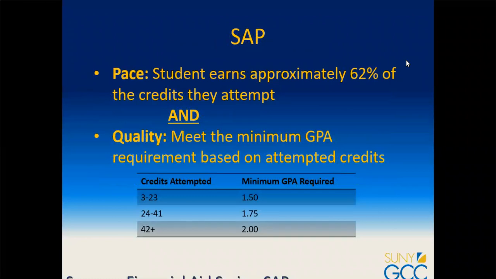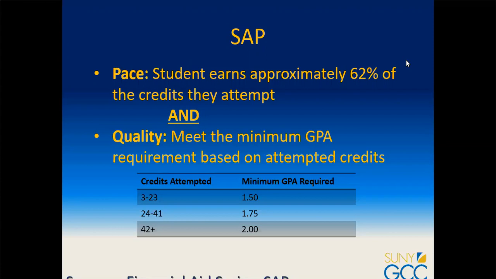Looking at standard SAP, students must maintain a certain PACE. This means that students need to earn approximately 62% of the credits they attempt. They must also meet a quality standard. Students must meet a minimum GPA and that's based on the number of credits they've attempted. As credits increase, students must maintain a higher GPA up to a 2.0. 2.0 becomes the minimum once a student has attempted 42 or more credit hours. A 2.0 is in line with graduation standard.